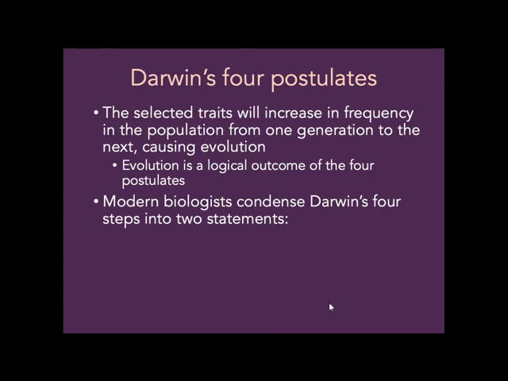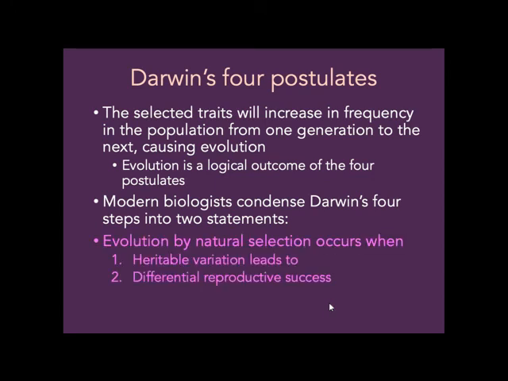So we can condense Darwin's four steps into just two statements. Evolution by natural selection occurs when heritable variation leads to differential reproductive success. Heritable, meaning it's a genetically based variation, and it leads to differential, meaning differences amongst individuals, reproductive success, right? Natural selection occurs when some individuals have inherited traits that allow them to reproduce better and have more babies than other individuals.